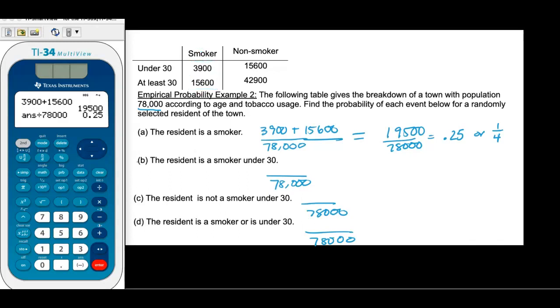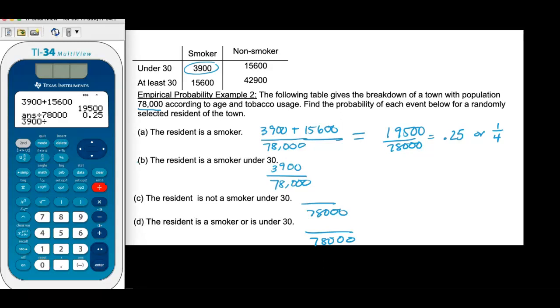Okay, so part B adds on to it a bit. So what's the probability that the resident is a smoker under 30? So now both of these have to be true in order for us to count that number. So we're going to look for smoker and then under 30. Those both meet at 3,900. So it's going to be 3,900 over the 78,000.